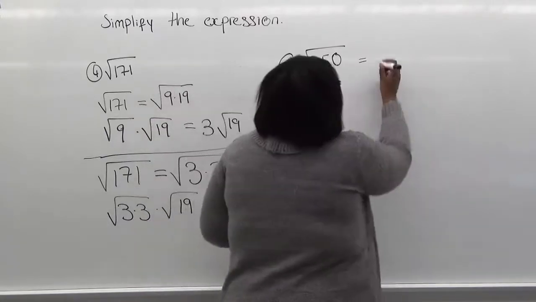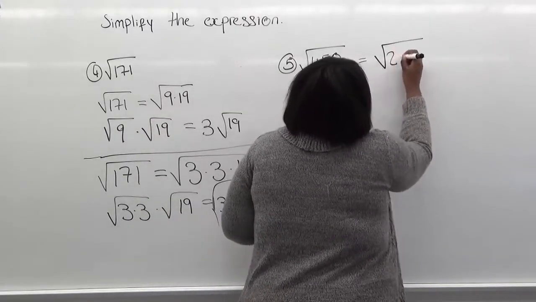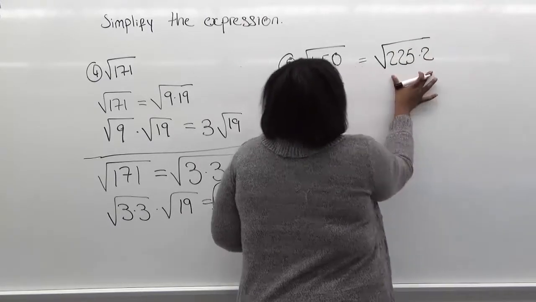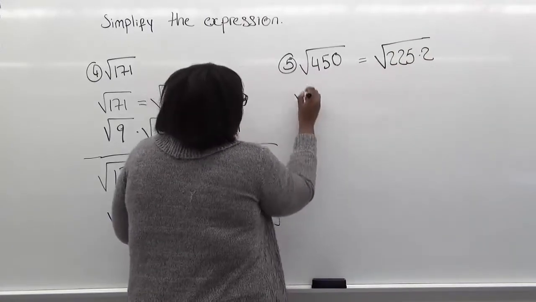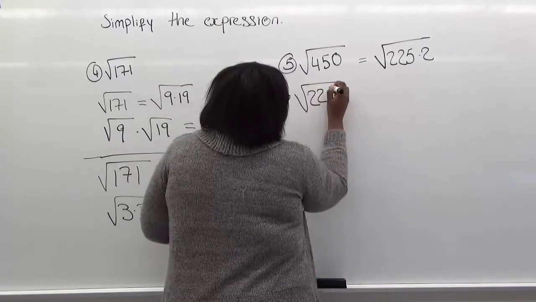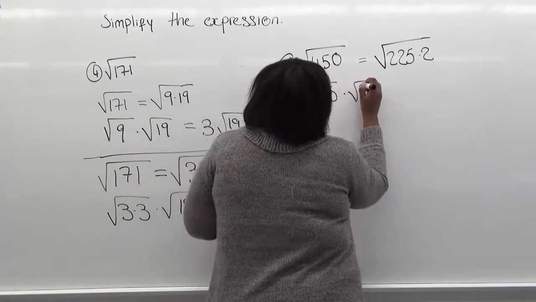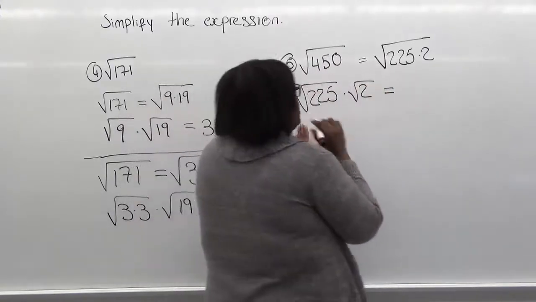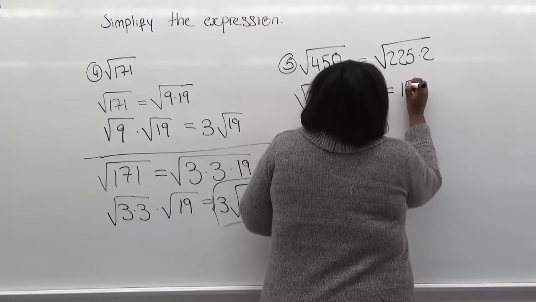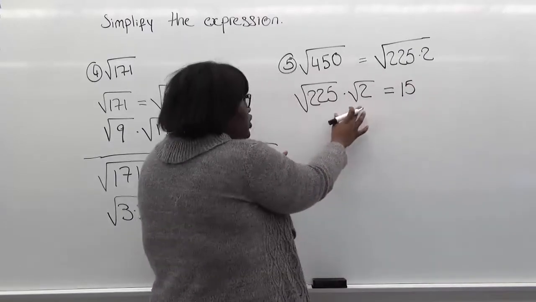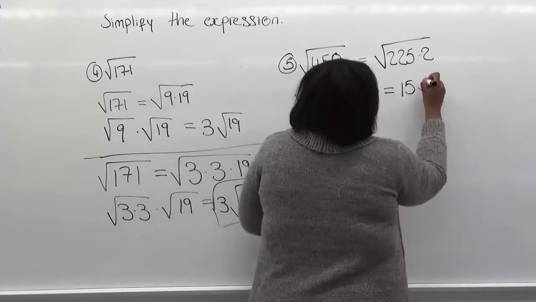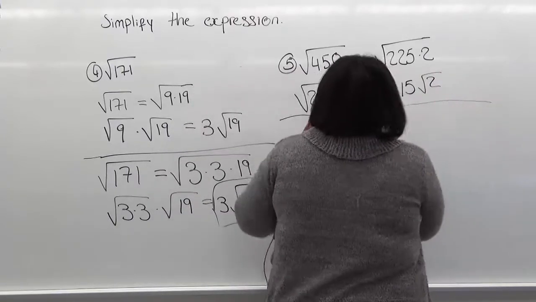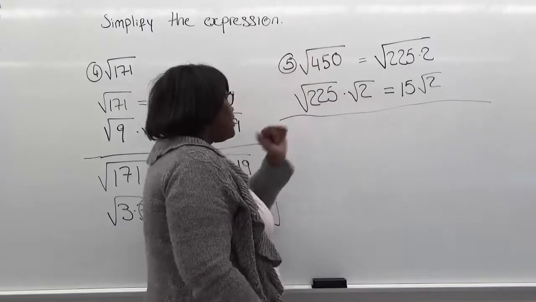So we're going to rewrite this as the square root of 225 times 2. Again, rewrite this so it looks separated. So we have the square root of 225 times the square root of 2. Take the square root of 225, which will give us 15. Leave the square root of 2 under the radical, which will give us 15 square root of 2.